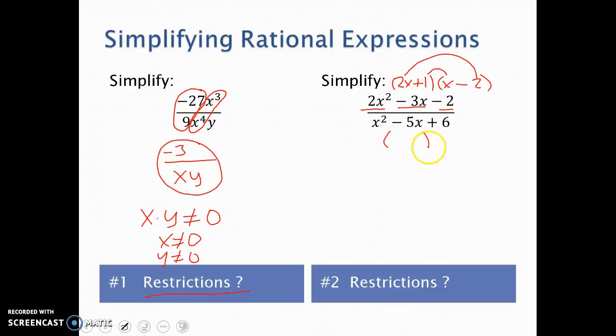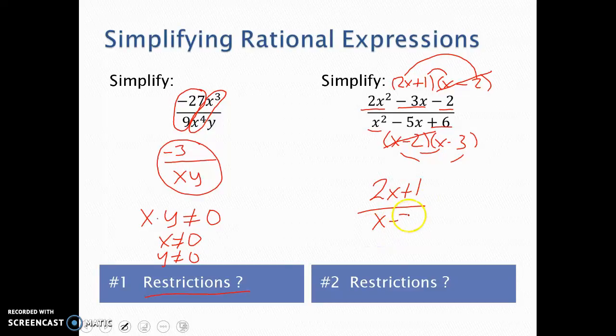I'm going to do the same thing with the denominator. I'm going to have an x times an x, because that gives me x squared. Then I want something that multiplies together to give me 6, like maybe negative 2 and negative 3, and I want to make sure that what I picked also adds up to a negative 5x. This is negative 2x, and this is negative 3x, and a negative 2x and a negative 3x does add together to give me a negative 5x. So the denominator is x minus 2 times x minus 3, but you can see we have two common factors, x minus 2 and x minus 2. Those can cancel each other out. So what I'm going to be left with is 2x plus 1 over x minus 3.